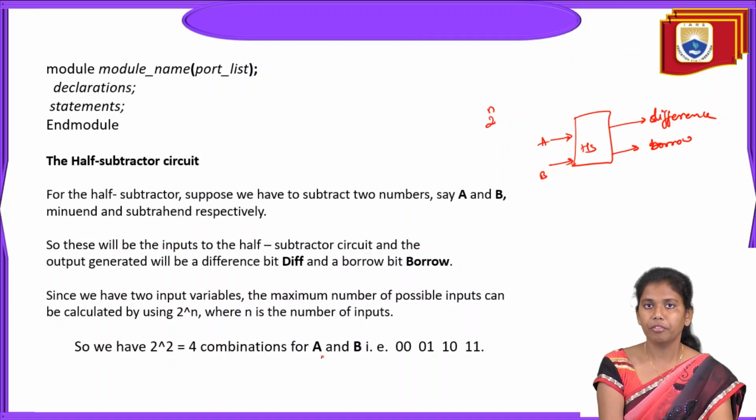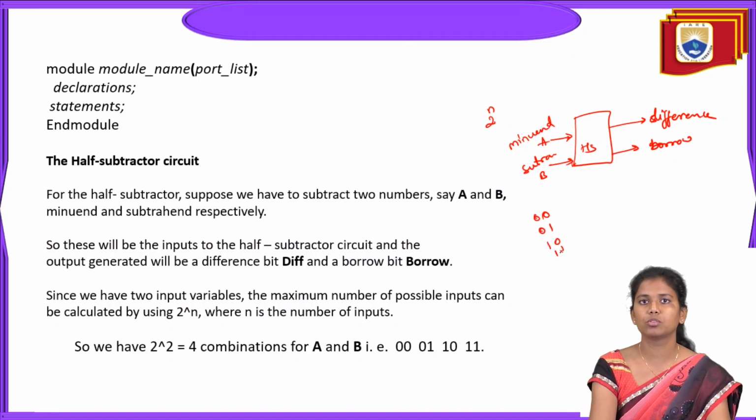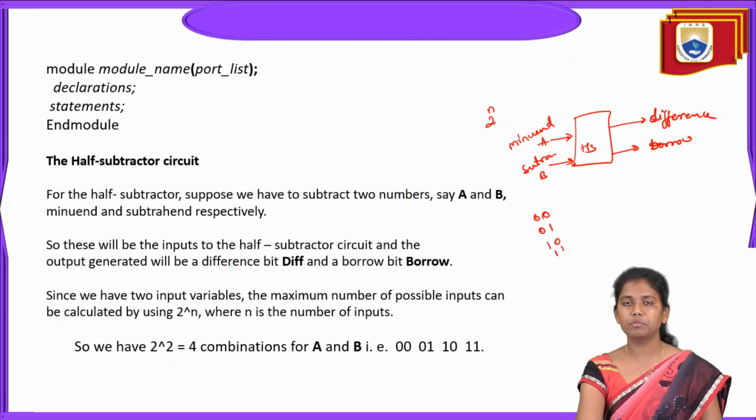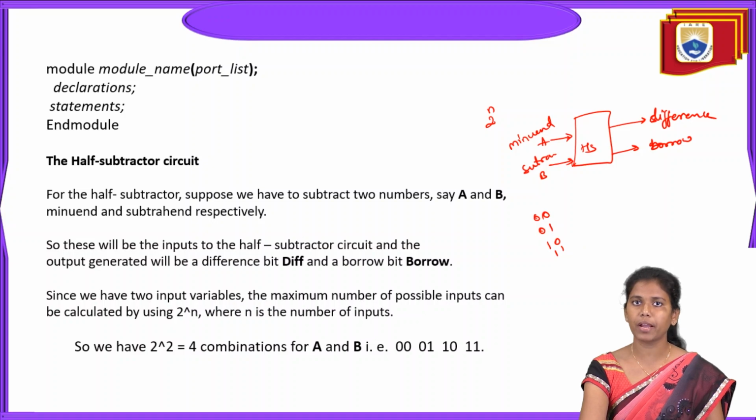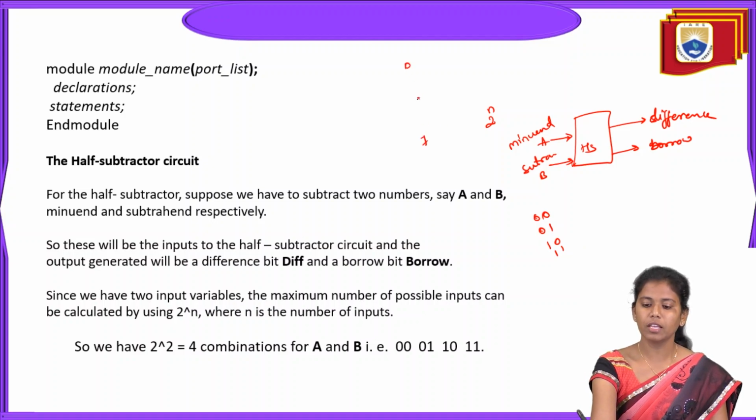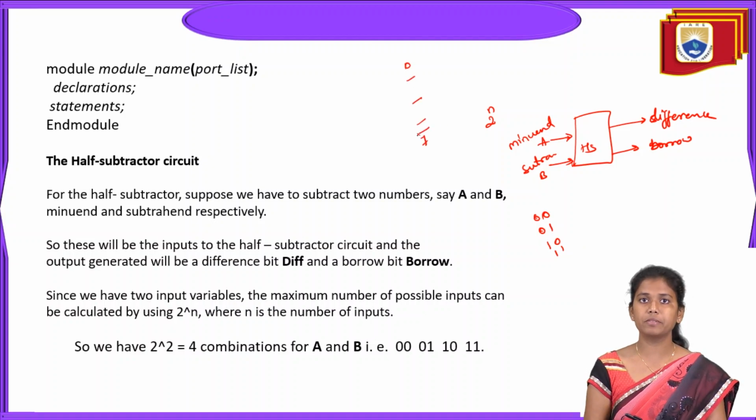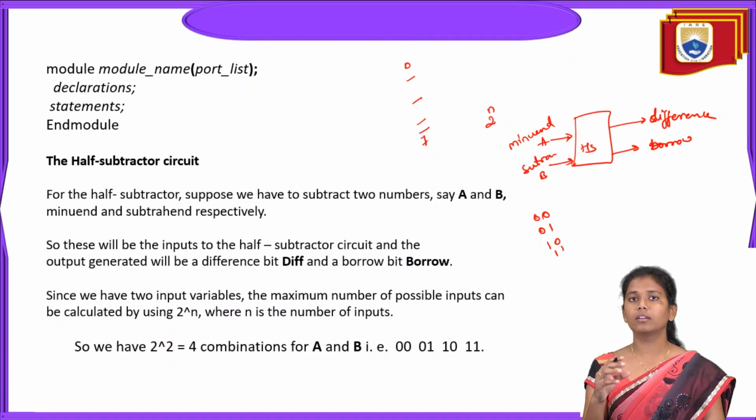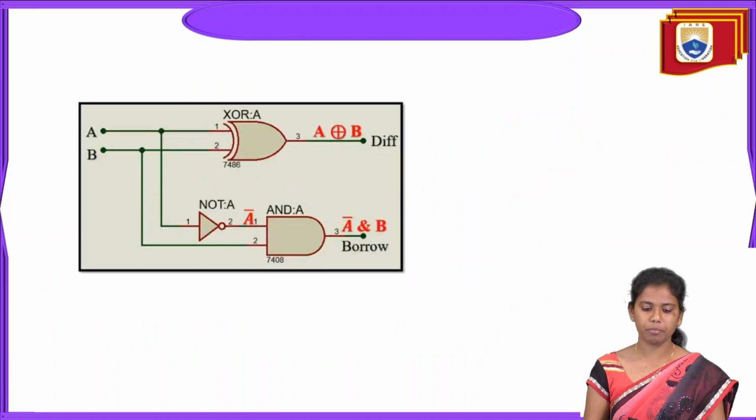For A and B, as they are the minuend and subtrahend, the combinations that we can observe are 0 0, 0 1, 1 0 and 1 1. So 4 combinations that we can observe. For example, if you are considering the full subtractor, then from 0 to 7, these are the combinations you can observe.